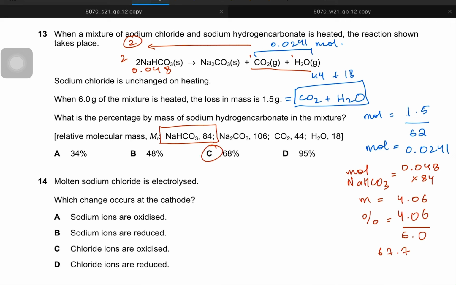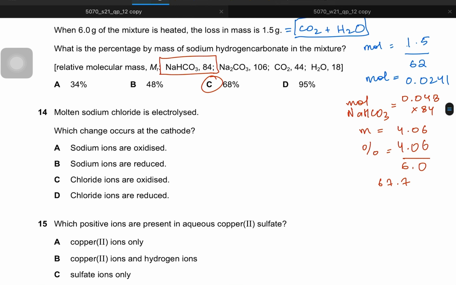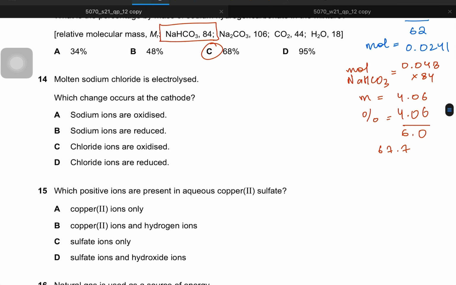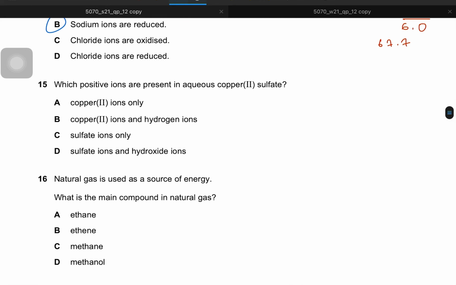67.7% is going to be C for cat. Molten sodium chloride is electrolyzed, which change occurs at the cathode? At the cathode you have sodium ions and chloride ions. Sodium ions are going to go to the cathode. They're going to gain electrons to become pure sodium element. So sodium ions are reduced, because gaining electrons is called reduction.